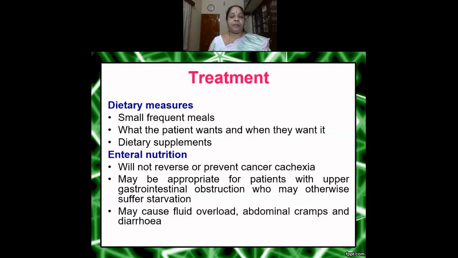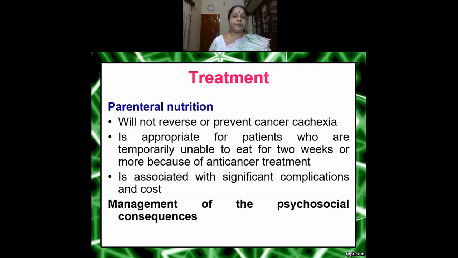It will not reverse or prevent cancer cachexia, and it may be appropriate for patients with upper gastrointestinal obstruction or who may otherwise suffer starvation. So if there is any obstruction in the upper part of the gastrointestinal tract, such patients can be given enteral nutrition. Enteral nutrition may cause fluid overload, abdominal cramps, and sometimes diarrhea.